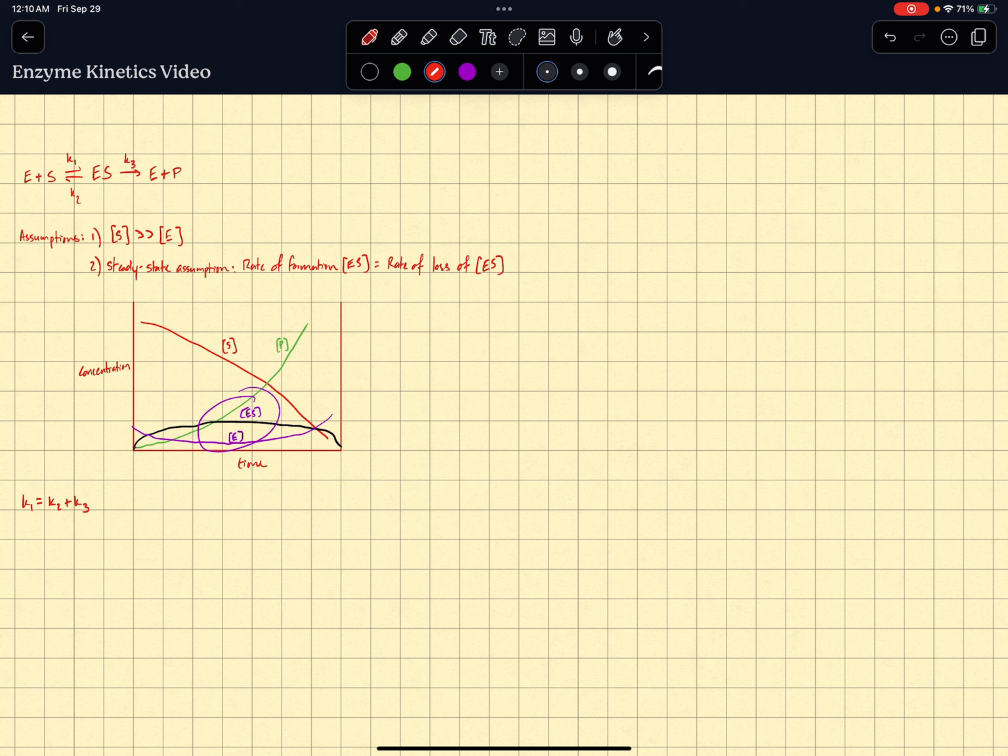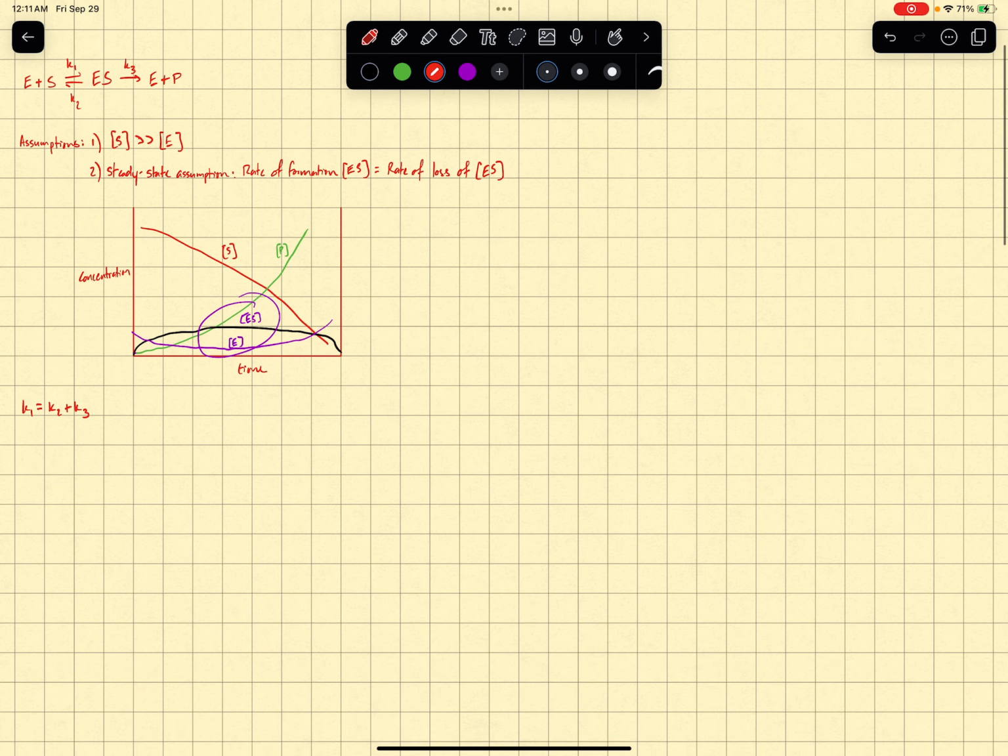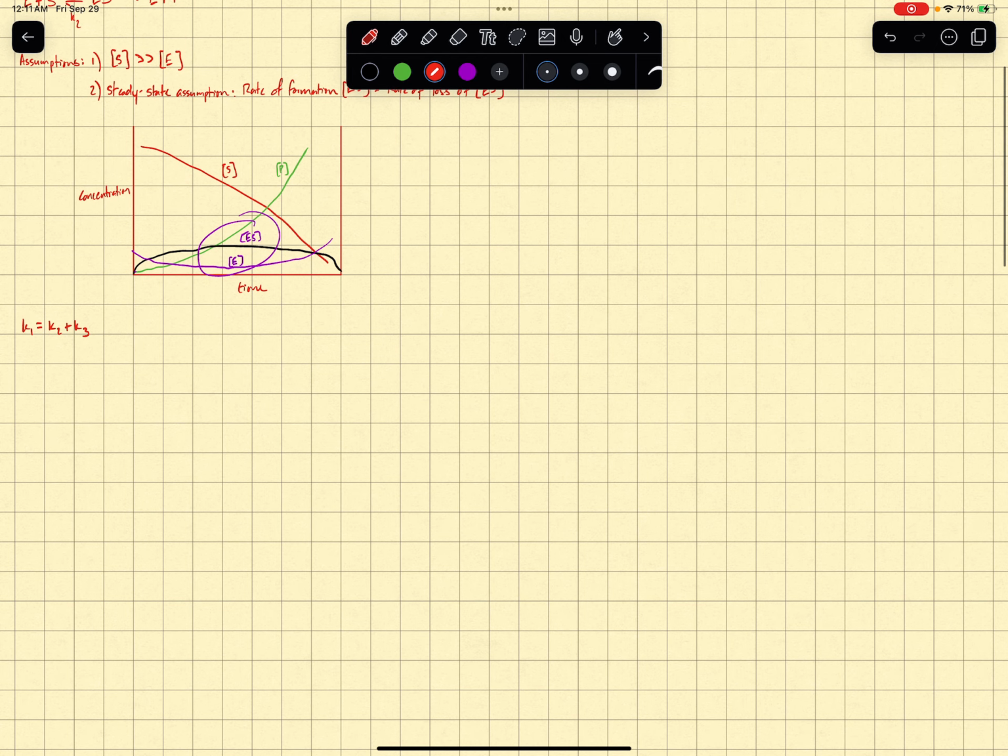When we look at E plus S going to the ES complex, we would say that the rate there is k1 times the enzyme times the substrate concentration. That's the rate equation for that rate constant, and that's exactly what we're going to do here. So k1 is going to be equal to k1 times E times the substrate concentration.